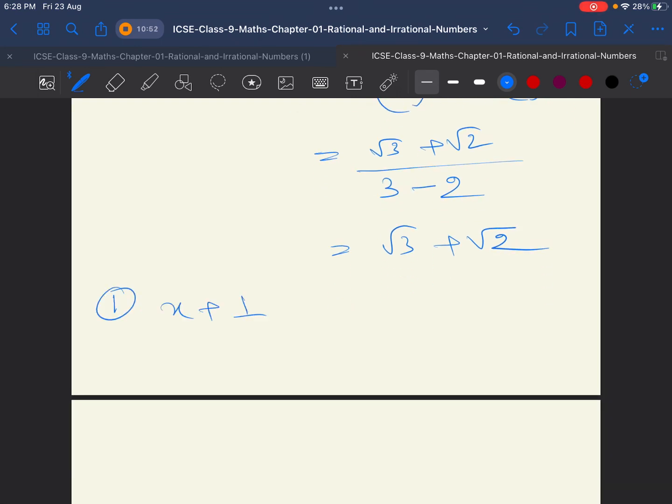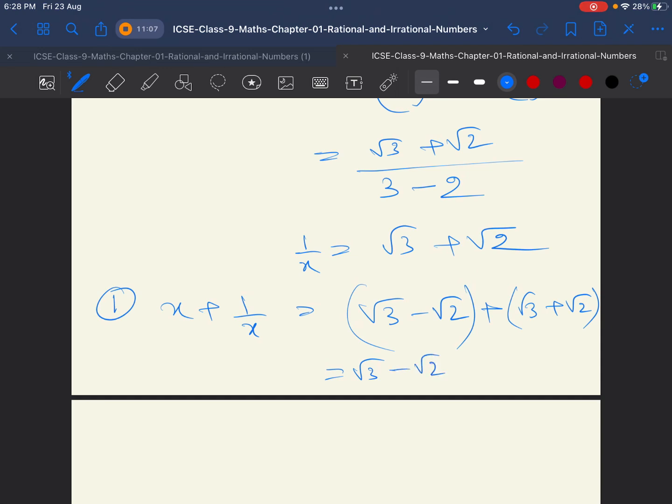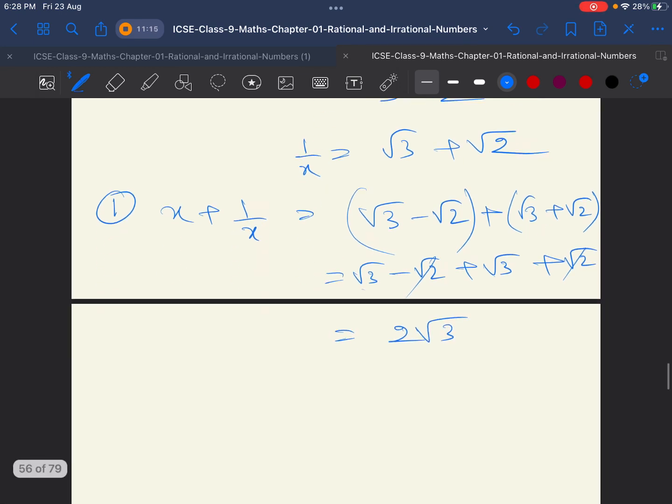Now first question, x plus 1 by x. So x is here root 3 minus root 2 and 1 by x is root 3 plus root 2. So root 3 minus root 2 plus root 3 plus root 2. Root 2 minus root 2 cancel. So root 3 plus root 3, 2 root 3.